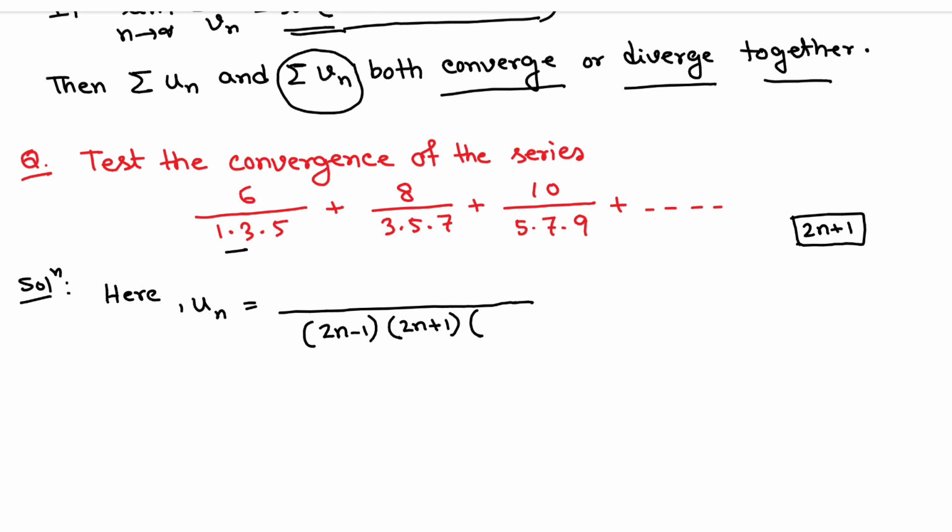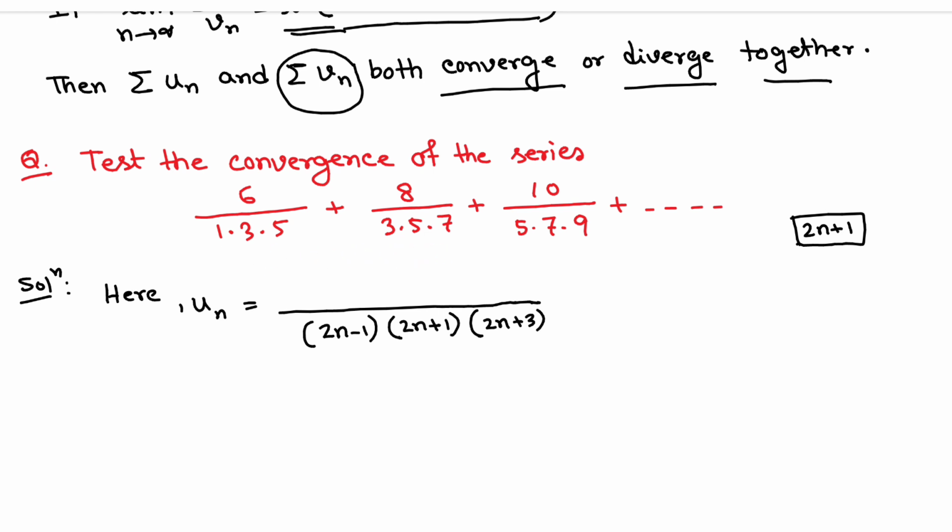Actually the gap of every number is 2: 1, 3, then 3, 5, then 3, 5, then 5, 7, then 5, 7, then 7, 9. So obviously the next number will be plus 2. So it is increasing by 2 each time. Similarly 3, 5, 5, 7, increasing by 2; 5, 7, 7, 9, increasing by 2. So obviously 2n minus 1 plus 2, so this is 2n plus 1, then 2n plus 1 plus 2. So what will be the next number? 2n plus 3. Okay, this is our denominator.